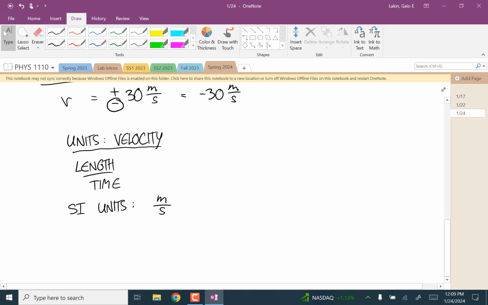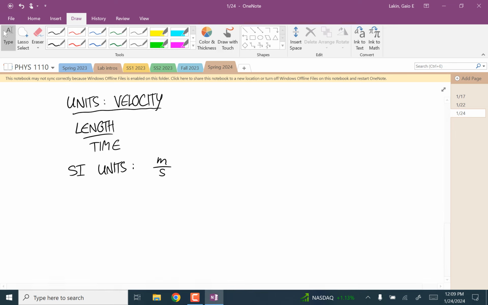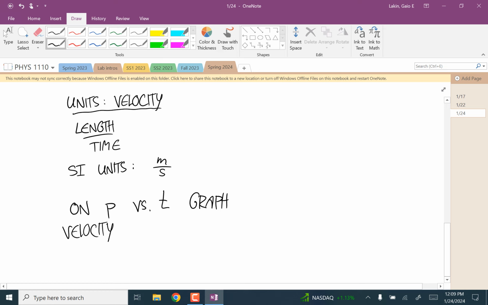So how can you read the velocity on, we've talked about position versus time graphs a little bit. How does velocity show up on a position versus time graph? On a position versus time graph, the velocity at a chosen instant is the slope of the tangent line.